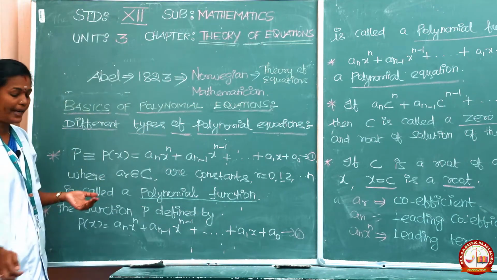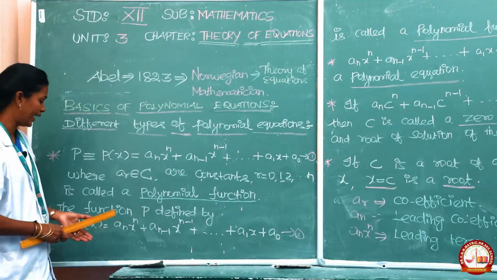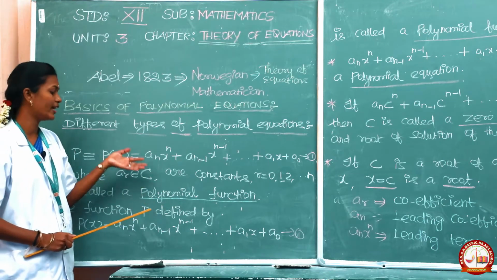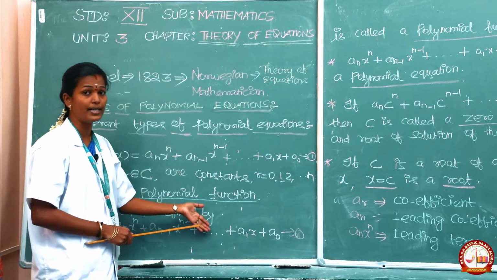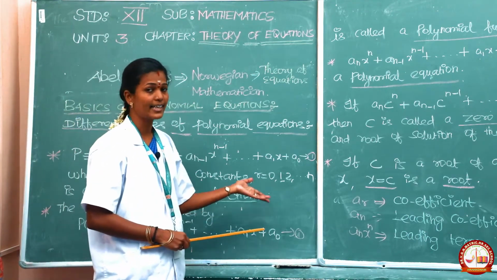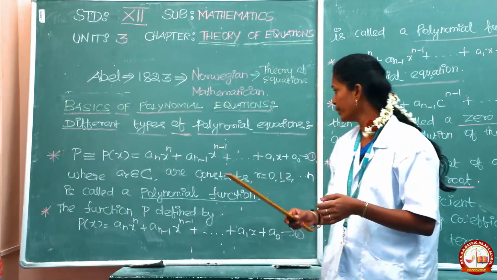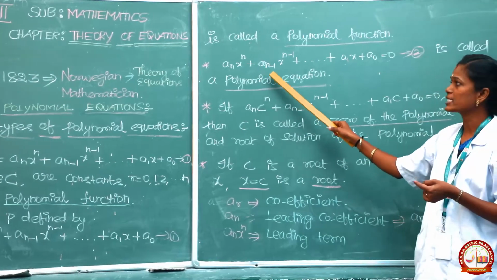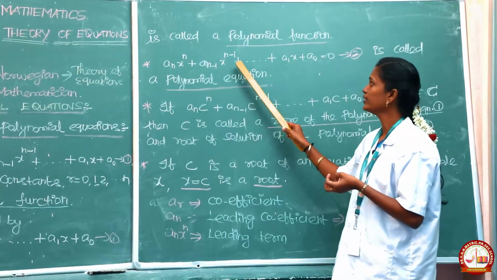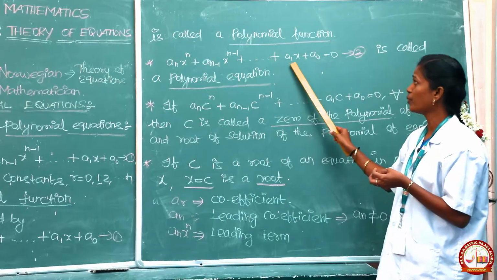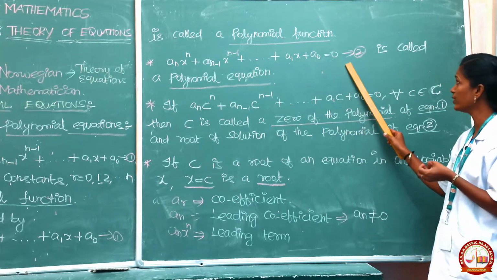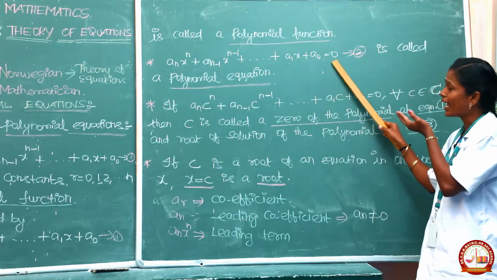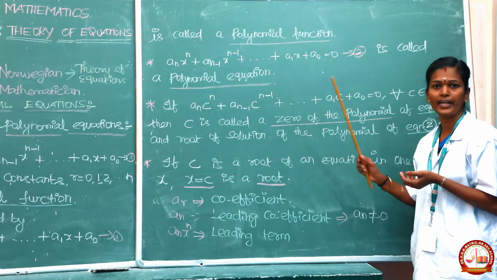The function P defined by P of x is equal to a_n x power n plus a_(n-1) x power n minus 1 plus etc. plus a_1 x plus a_0, this equation 1 is called a polynomial function. Already we see a_n x power n plus a_(n-1) x power n minus 1 plus etc. plus a_1 x plus a_0 equal to 0. This equation 2 is called a polynomial equation. It equates to the value 0, so that is called the polynomial equation.